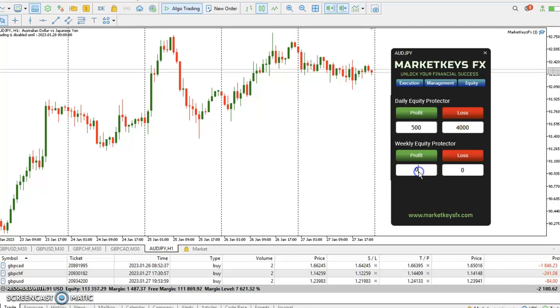It's the same thing for a week. Maybe your weekly profit target is $1,000. Once you hit that profit target, it stops you from trading. So if you hit that profit target on a Monday, you won't be able to trade Tuesday, Wednesday, Thursday, or Friday. You're going to have to wait until the next week. And of course, it's the same thing for loss.